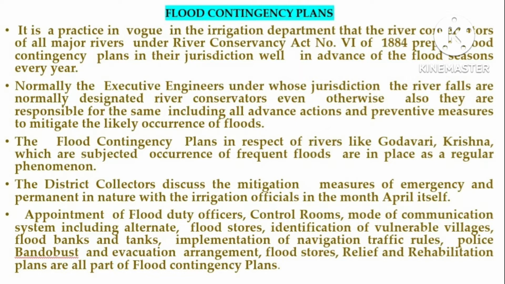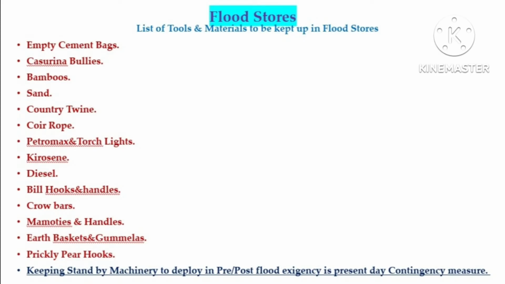The district collectors discuss the mitigation measures, emergency and permanent in nature, with irrigation officials in the month of April itself. These include appointment of flood duty officers, control rooms, mode of communication system including alternate arrangements, flood stores, identification of vulnerable villages, flood banks and tanks. Flood stores: empty cement bags, casuarina bellies, bamboos, sand, country twine, coir rope, petromax light, kerosene, diesel, crowbars, earth baskets, prickly pear hooks, etc.